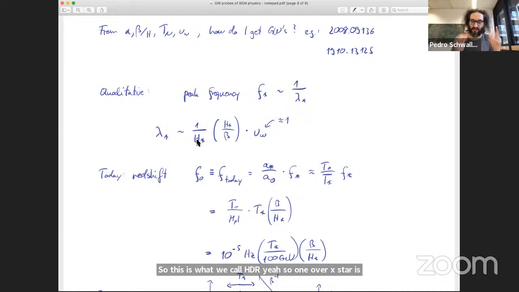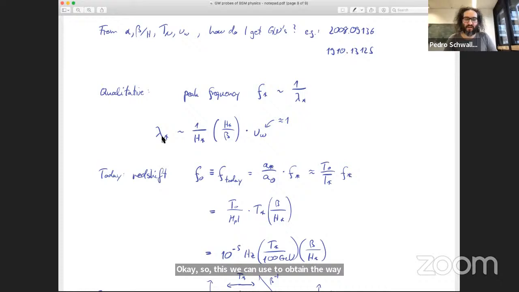Then we have this parameter that tells you how fast the transition happens. Because as I said before, if you nucleate more small bubbles, this will suppress the signal. So it's 1/beta, and small beta is better. And then of course the size of the bubble also depends on the bubble wall velocity. So if it expands slowly, the wavelength will be smaller. Okay, so this we can use to obtain the wavelength of the gravitational wave at the time of emission.